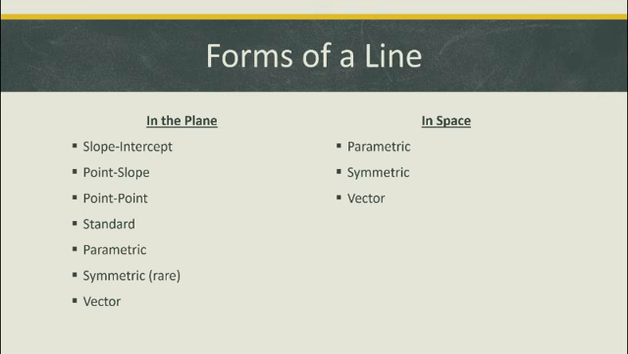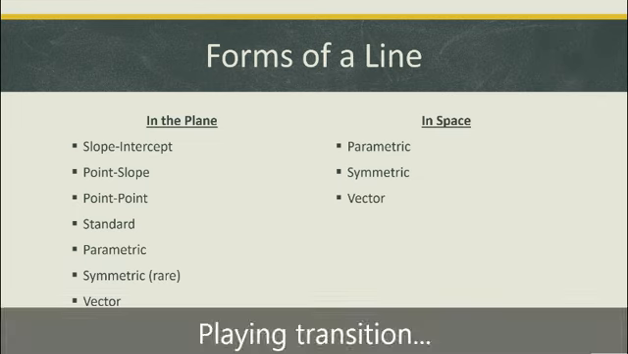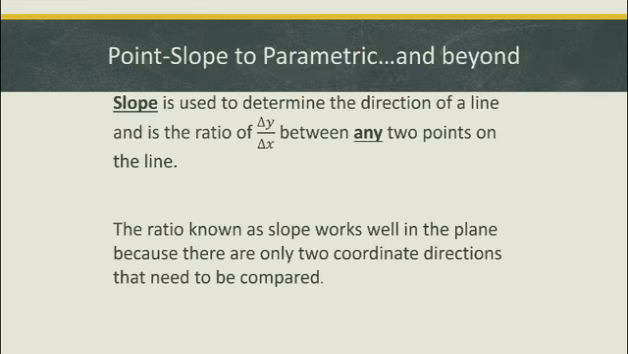So let's go back and revisit what we know about lines in the plane. And first of all, let's think about slope. Now, slope is used to determine the direction of a line, and it's the ratio of the change in y over change in x between any 2 points on a line. And the ratio known as slope works well in the plane because there are only two coordinate directions that must be compared. We know that in space there are three coordinate directions, so the idea of using a ratio as a comparison is not applicable because we cannot form a ratio.